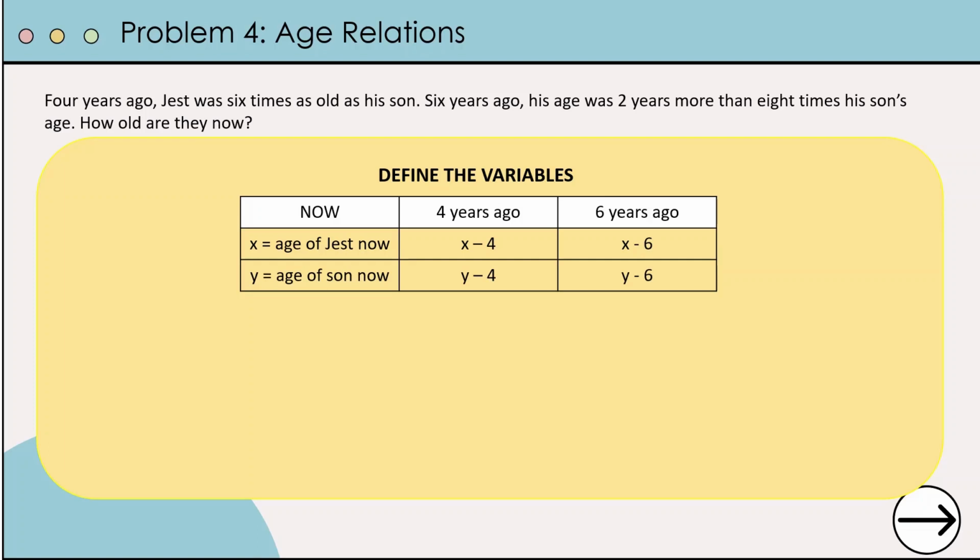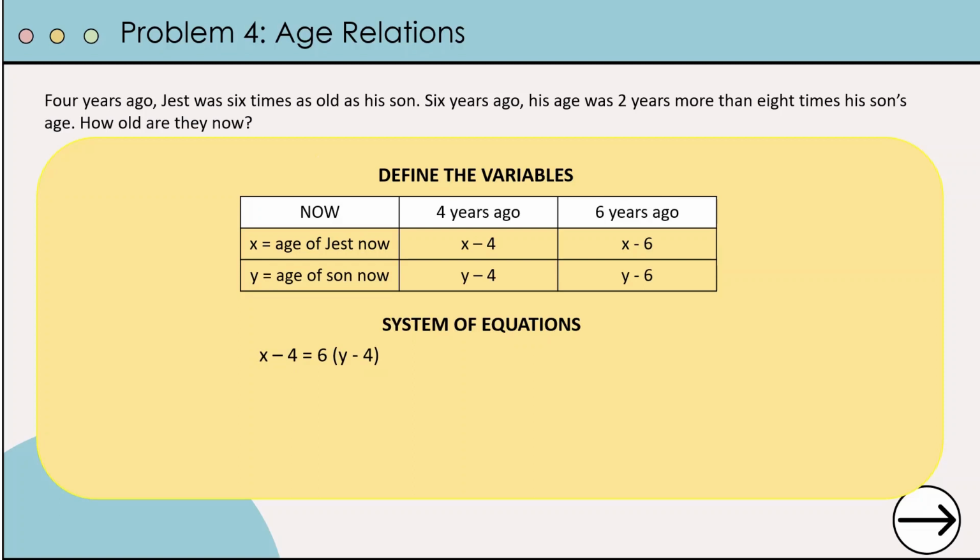This time, let's establish the system of equations. On the first part of the problem, it says there that 4 years ago, Jest was 6 times as old as his son. Therefore, we can generate x minus 4 is equal to 6 times y minus 4.